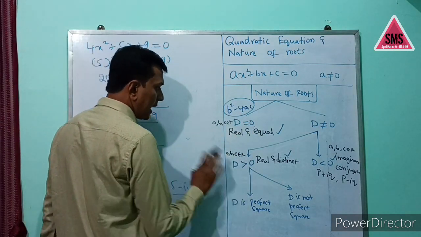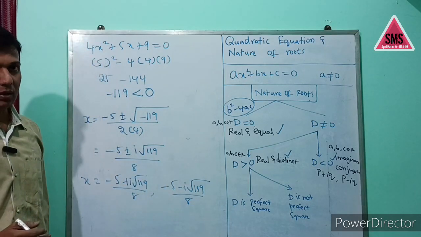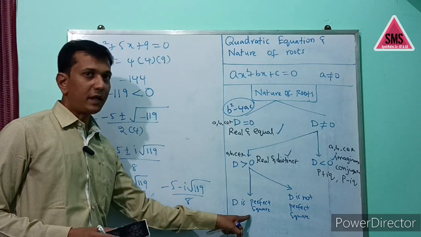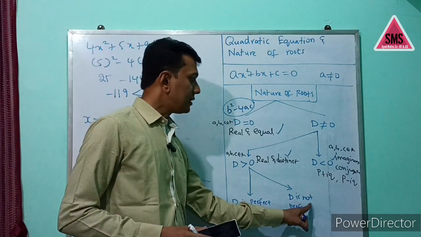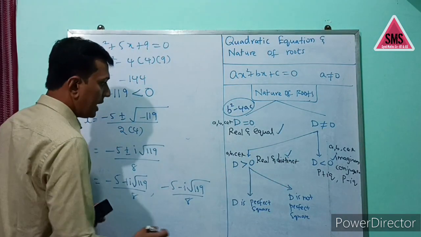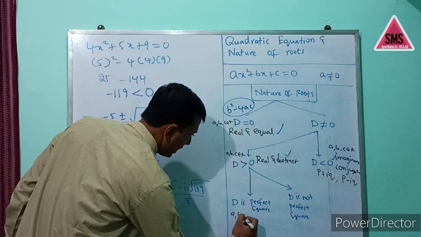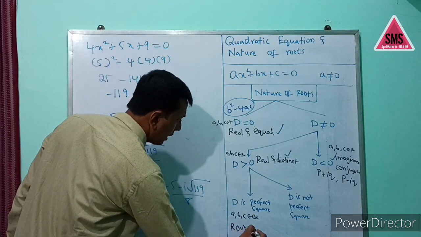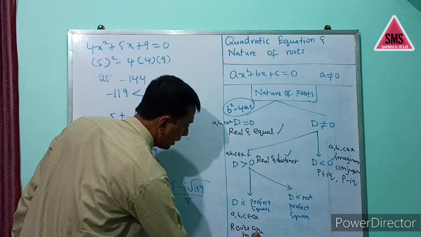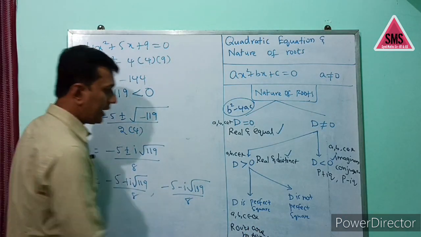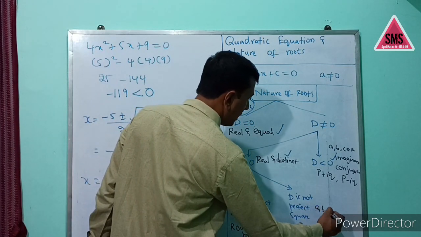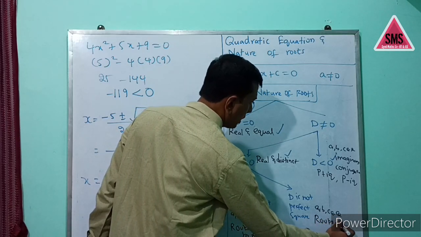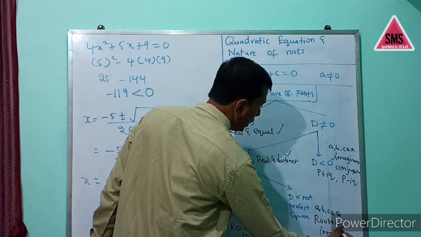Now if D is greater than 0, two more conditions are possible. Again in the greater than 0 case, it may be a perfect square or not a perfect square. Whenever it is a perfect square, then a, b, c belong to rational numbers and the roots are rational. And if it is not a perfect square, a, b, c belong to rational numbers and the roots are irrational and conjugate to each other.